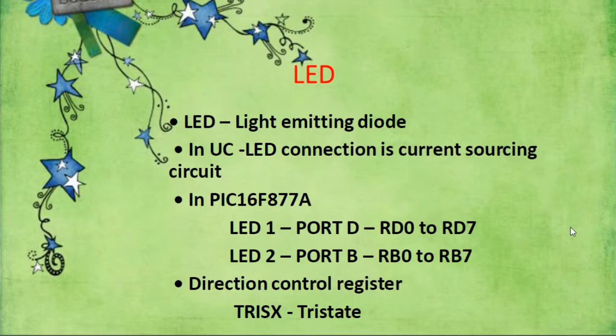Now we are going to see what an LED is. LED, light emitting diode. In the microcontroller, LED connection is currently a sourcing circuit. In PIC16F877A, LED 1 is on Port D, RD0 to RD7. LED 2 is on Port B, RB0 to RB7. Direction control register TRISx is equal to dedicated.